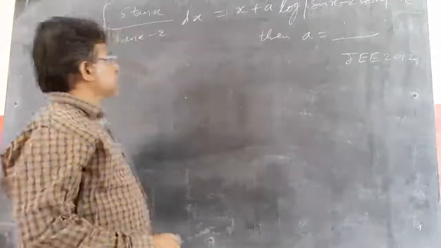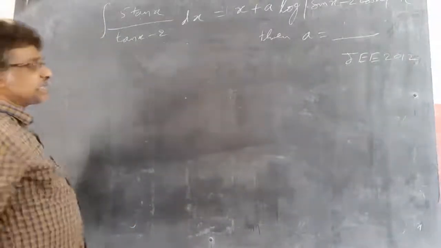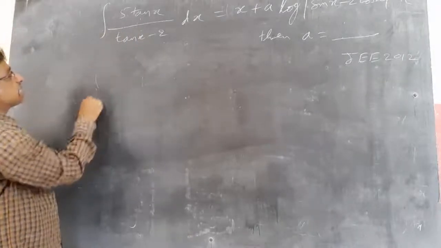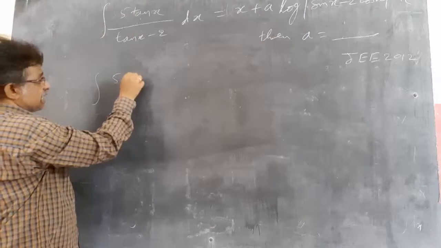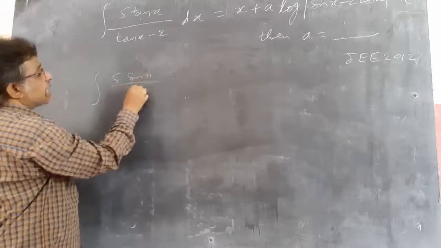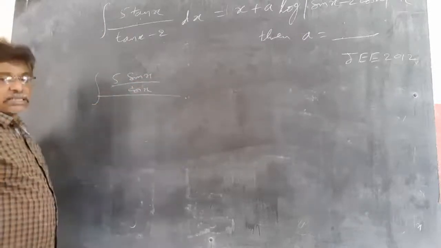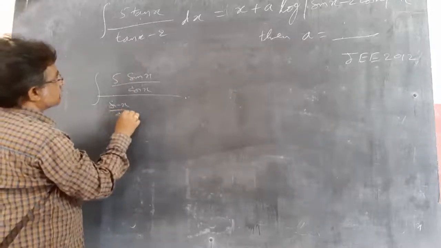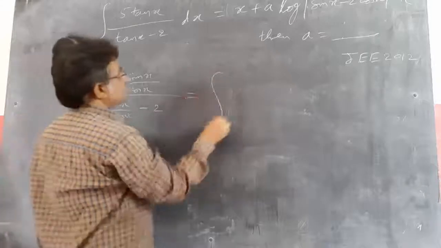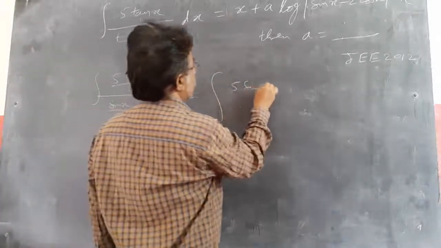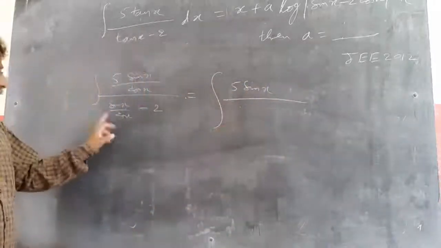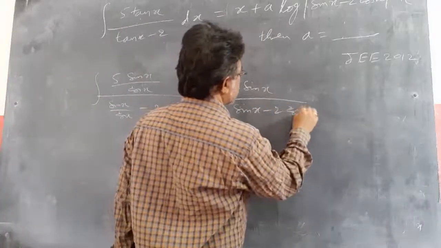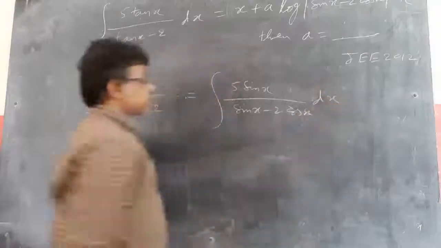But the actual way is the method we already discussed. He is confusing us by giving tan x. Take the LHS, that is 5 into tan x. I can write tan x as sin x by cos x. So tan x is again sin x by cos x minus 2. So this becomes 5 sin x by sin x minus 2 cos x.